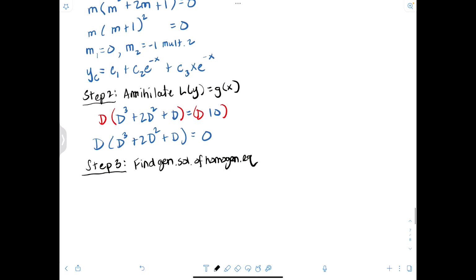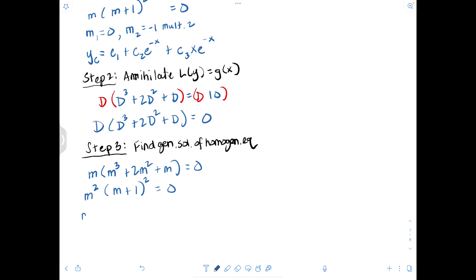So, to do that, take it back to the m's. We'll have m times m cubed plus 2m squared plus m equals 0. Remember, we had factored out an m, so now we'll have m equals 0 with multiplicity 2, and then this was m plus 1, the quantity squared, equals 0. This is all from what we did before. So you'll get m1 is 0 with multiplicity 2, and m2 is negative 1 with multiplicity 2.